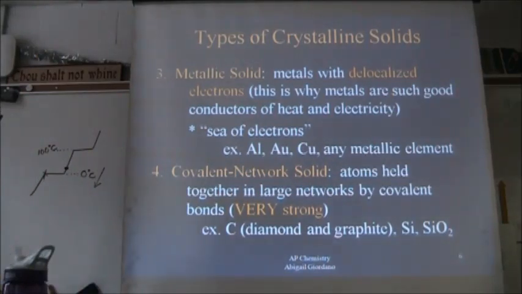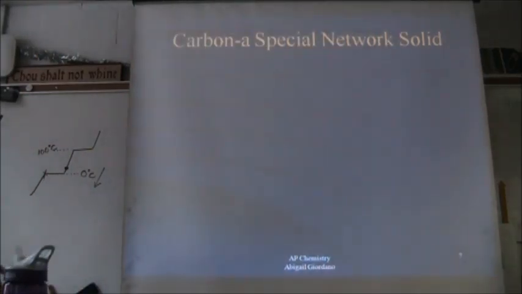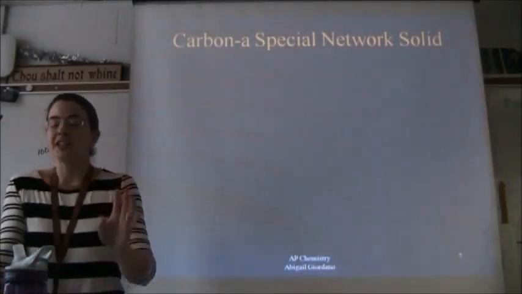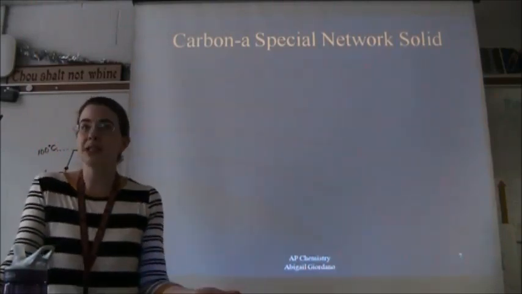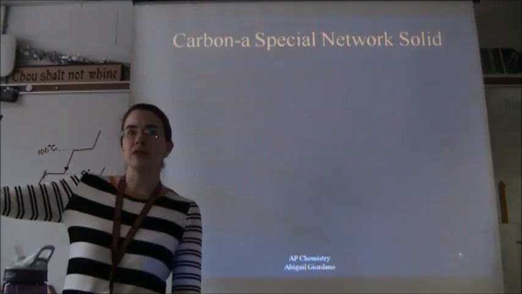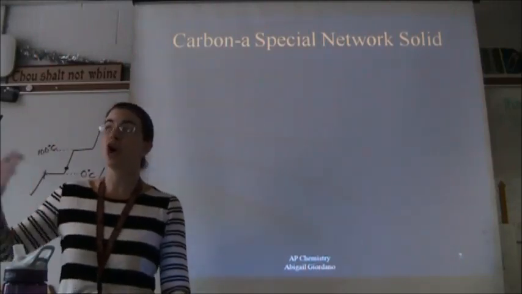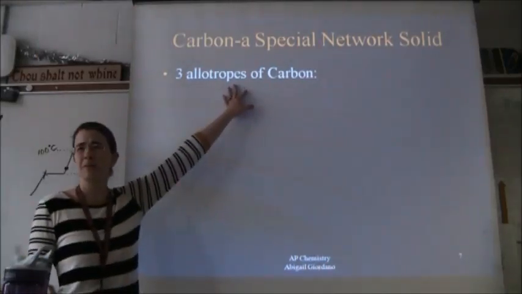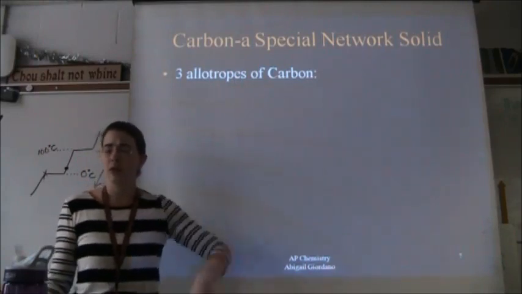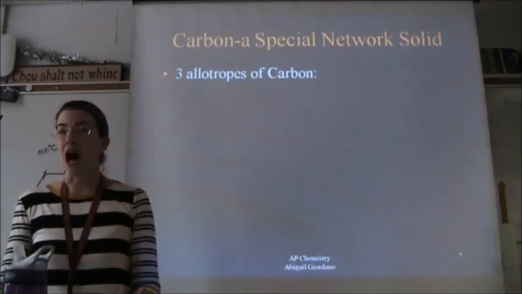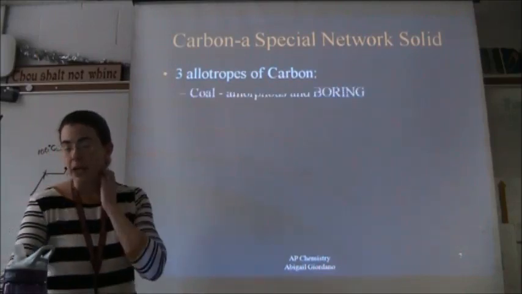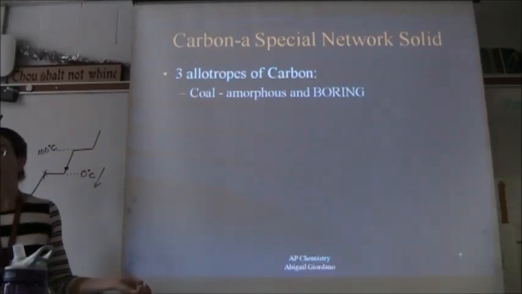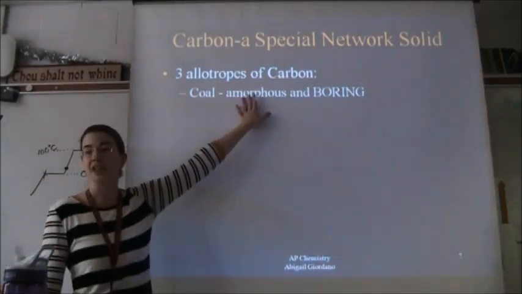And we're going to focus in on carbon here for a moment, because carbon is very bizarre. I say it is bizarre because most elements, when you find them in nature, exist in just one form. Carbon exists in 3 forms. This word allotrope just means form. The most common form of carbon is coal, like charcoal. And coal is an amorphous solid.